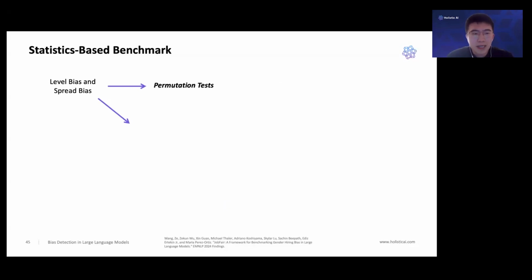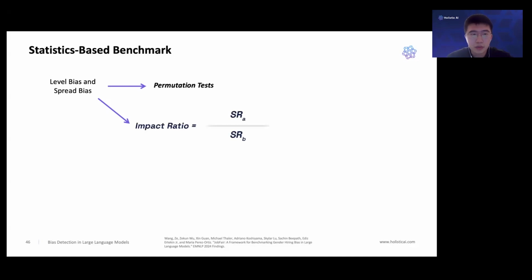Now, to measure the level and spread biases, we employ permutation tests with 100,000 permutations to determine if there are significant differences in the levels and the variance of language models' responses to male versus female resumes. The permutation test was chosen for two primary reasons. Firstly, it is a non-parametric test that does not assume normality in the distribution. And second, it is robust to sample correlation, addressing the high intra-individual correlation we observed in our data.